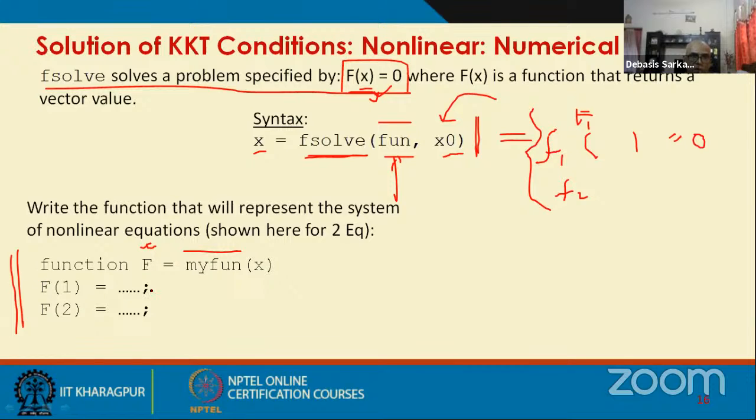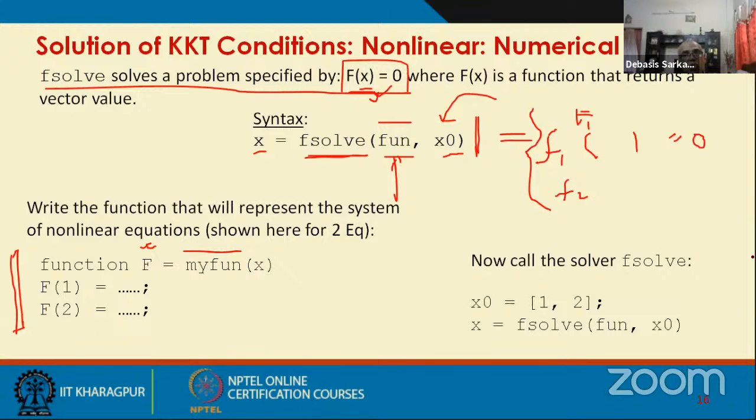So you write f of 1 equal to right hand side, you write f of 2 equal to right hand side. So let us say here it is x1 square plus 2x2 square. Here maybe x1 to the power 4 plus x2 cube, and so on. So basically, you follow this syntax to write the nonlinear equations that you have. If you have 4 equations, you write f of 1, f of 2, f of 3, f of 4, and so on. There is no limit on the number of such equations.